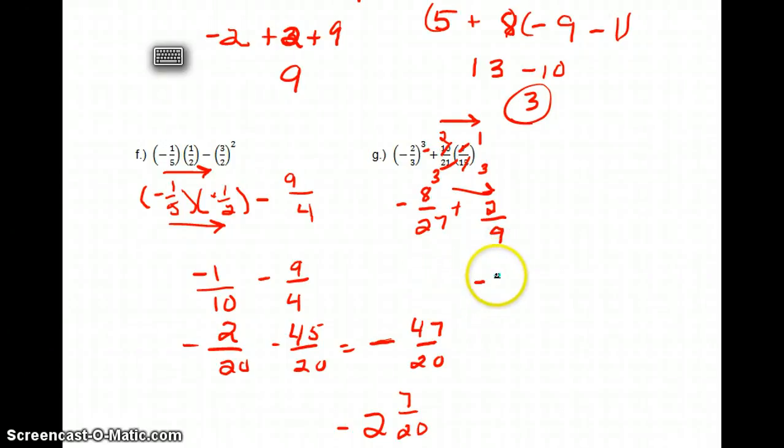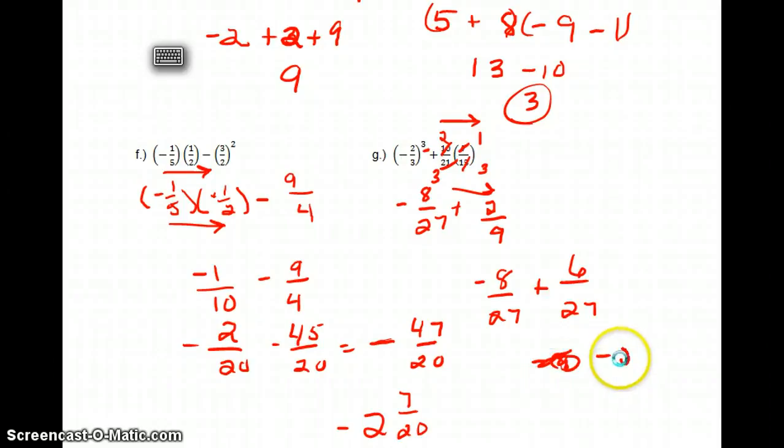You will have to find a common denominator. Let's use 27. And lastly, when you multiply by 3, you'll get 6. When your signs are different, you subtract. You should get negative 21/27, sevenths.